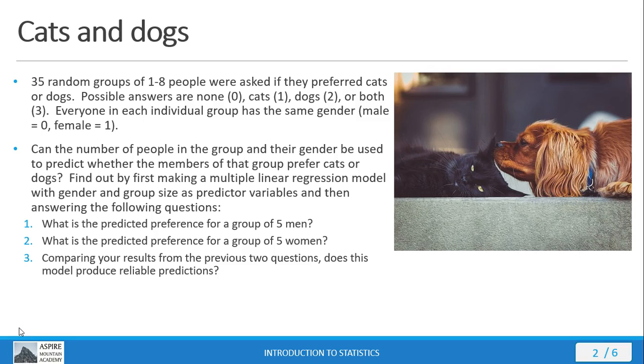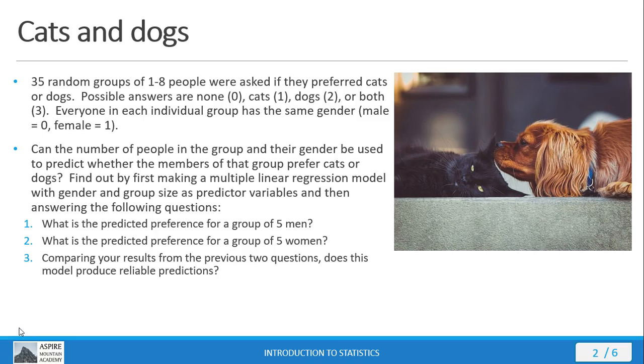That's kind of cute. Everyone in each individual group has the same gender. Okay, and of course we're going to use a dummy variable here, male and female. This time we're going to say the males are 0 and the females are 1. Again, it doesn't matter with the dummy variable which way you go with it. It just matters that you're consistent with however you define it.